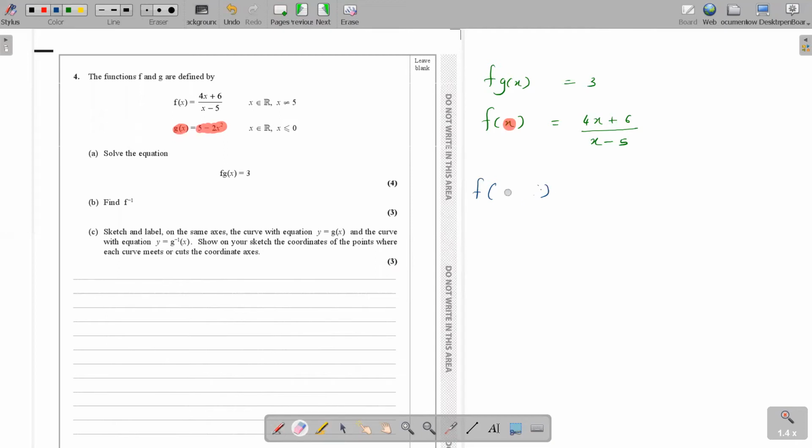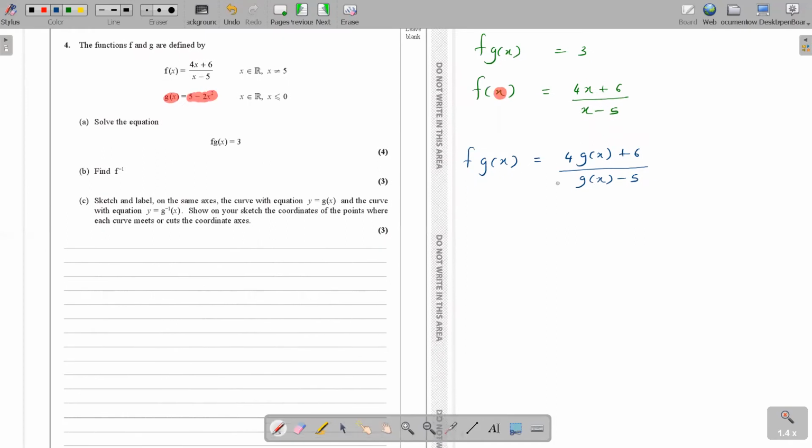Or if I say here f of g(x), you replace all the x values in 4x plus 6 over x minus 5 with g(x). You replace all your x values with g(x) here. So g(x) is 5 minus 2x squared: 4 times (5 minus 2x squared) plus 6 over (5 minus 2x squared) minus 5. So let's simplify this equation, and they've told us that f of g(x) is equal to 3. So this is equal to 3.